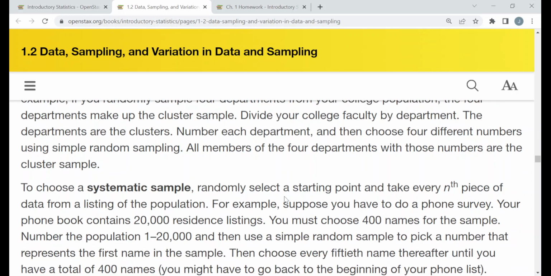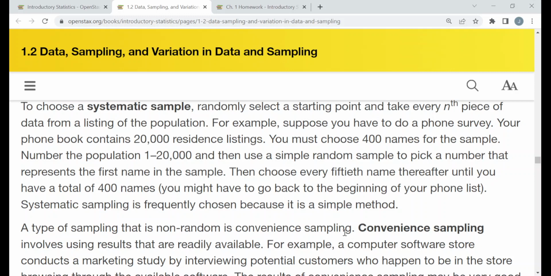All right, and then the final sampling method, not the final one. The final one that's actually considered a valid sampling method. We'll talk about convenience sampling in a second, but the final one that's considered a random sampling, an actual valid sampling method, is systematic samples. To choose a systematic sample, randomly select a starting point and take every nth piece of data from the listing of the population.